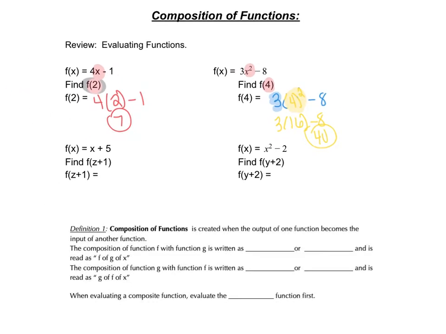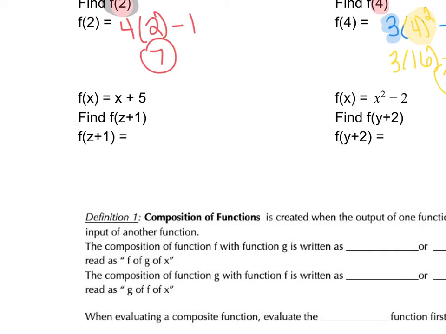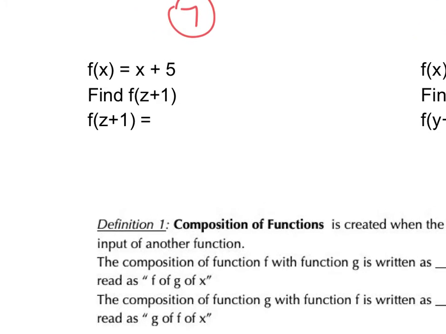Okay, so not only can you evaluate functions for numbers like 2 and 4, you can also evaluate functions with an algebraic expression. So if I have f of x equals x plus 5, and I want to find f of z plus 1, that means anywhere I see an x in my original function, I'm going to take it out and put z plus 1 in its place, and then the rest of the function stays the same. So I would have z plus 6.